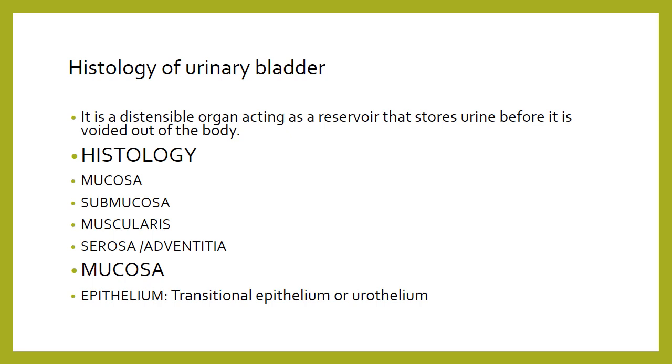Now coming over to the mucosa, the epithelium of the urinary bladder is transitional epithelium. And what is the other name for the transitional epithelium? It is called the urothelium.